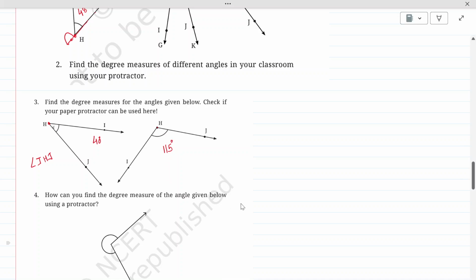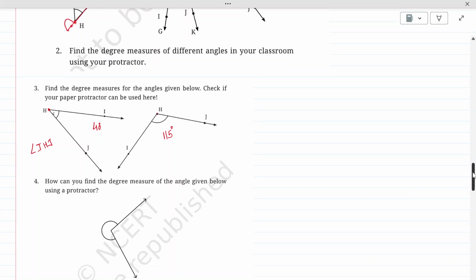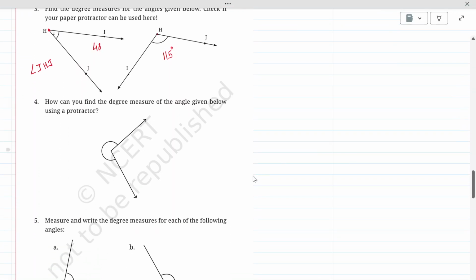You have to practice this. You have to practice measuring angles with the protractor a lot, because in the further exercises we have questions on the basis of these protractor degree angles. Now, how can you find the degree measure of the angle given below using a protractor?